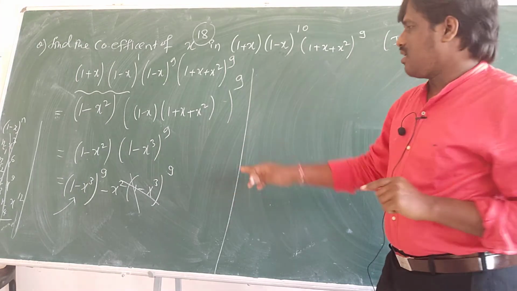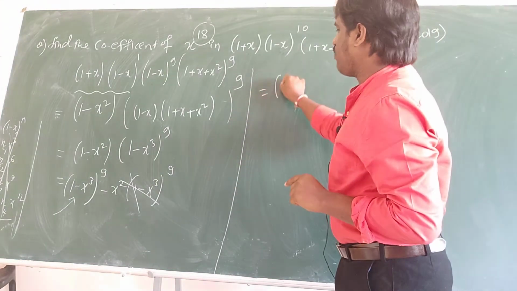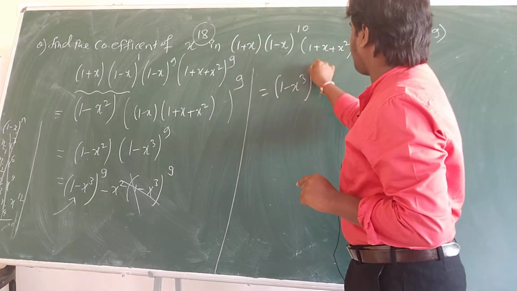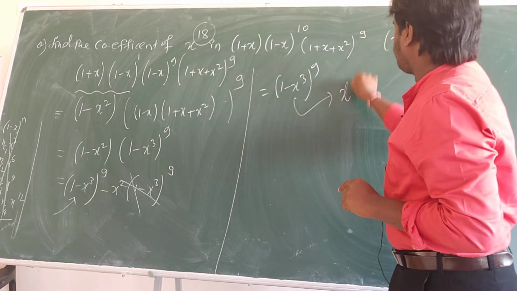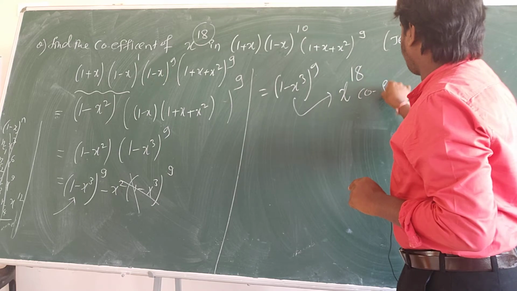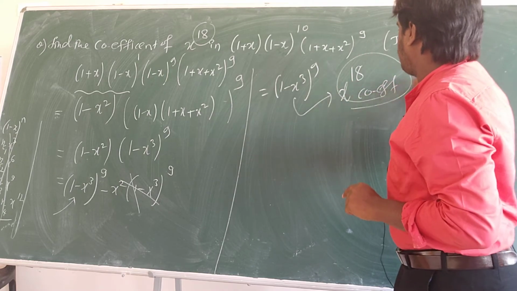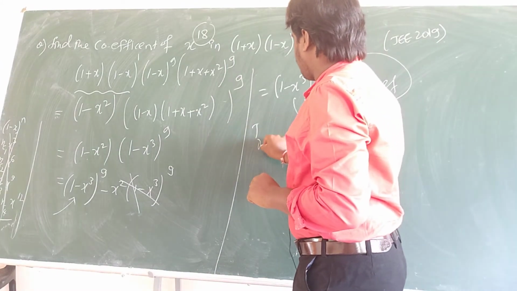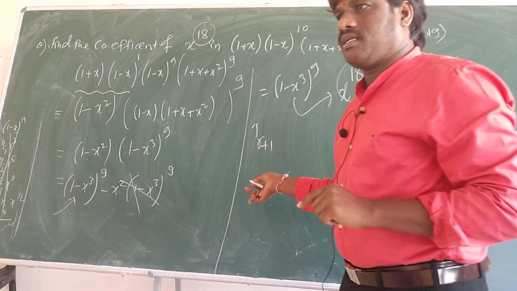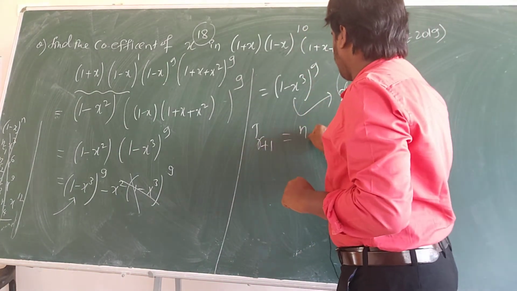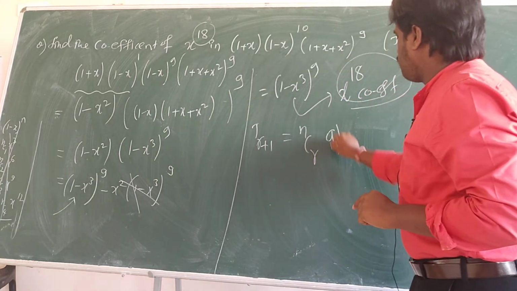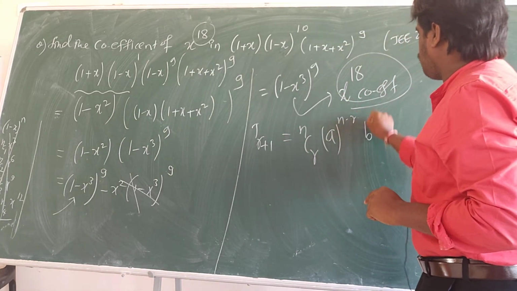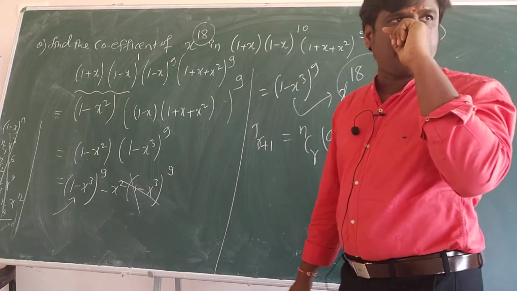Clear? So what I write here: I have to take (1 − x³)^9, and in that I have to find the coefficient of x^8. Let us take the general term T(r+1), as per the method I am explaining now. T(r+1) is equal to nCr a^(n−r) b^r, as per the method.